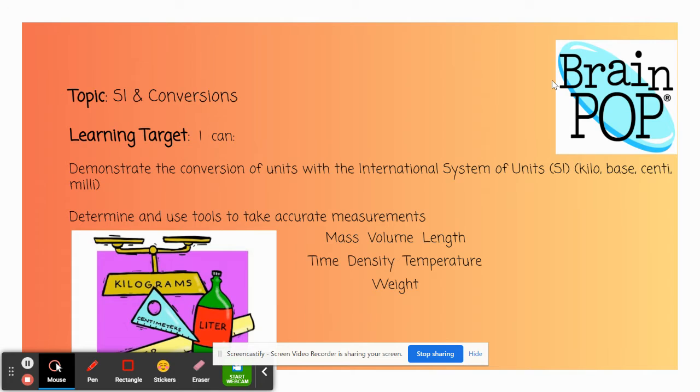Those are the ones that are mentioned in the state standards that they expect 8th graders to know by the end of the year. You should be able to determine and use scientific tools to take accurate measurements. The things that you should be able to take measurements on include mass, volume, length, time, density, which we'll focus in on tomorrow, temperature, and weight. We'll look at all of those other items on our lab on Thursday.